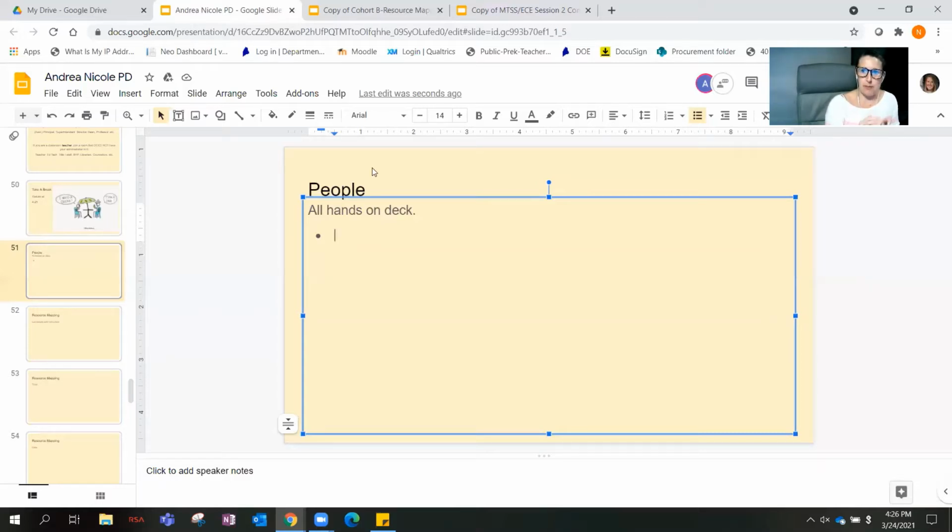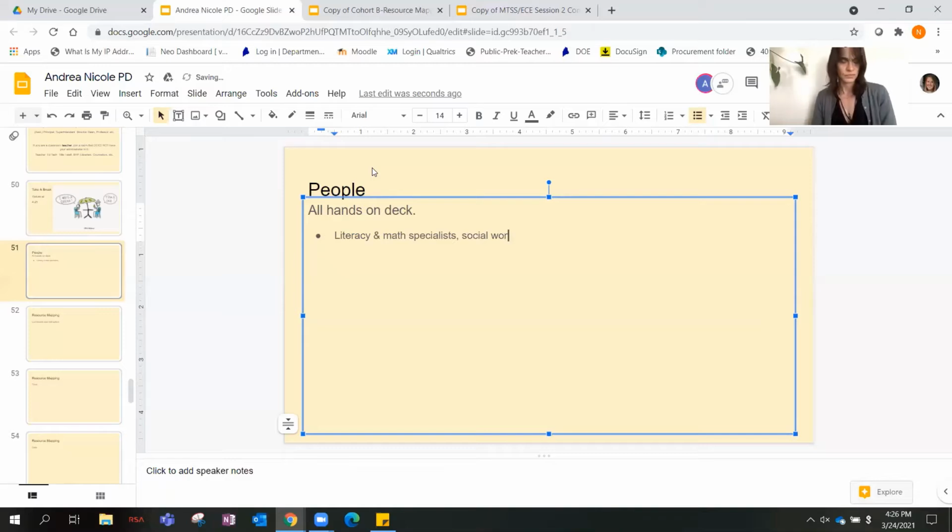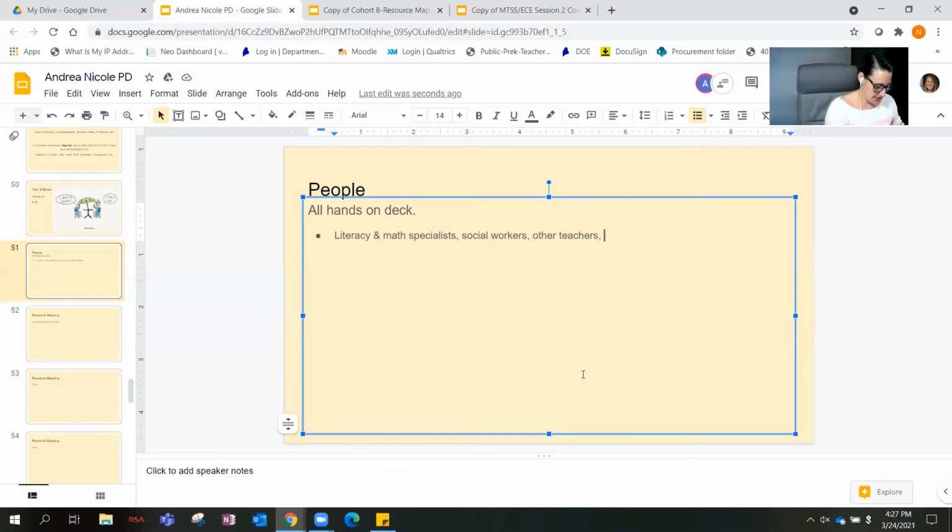Okay, so rooms 1 and 2, you had people. Sorry, Andrea. Rooms 1 and 2, you had people. So who did you come up with as resources in your program? Literacy and math specialists. Social workers. Other teachers. Librarian. Did you say librarian, Anna? Yes, I can see. Okay, thank you.